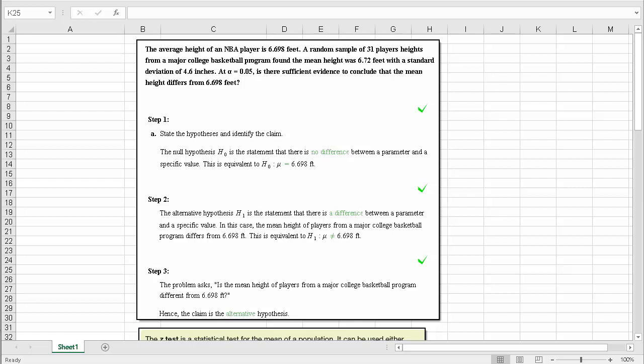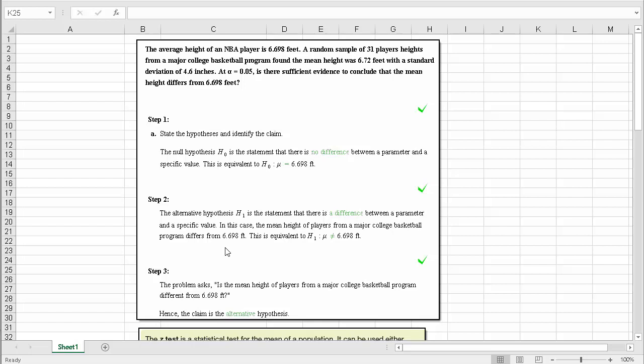Okay, so the first thing we have to do is state the hypothesis and identify the claim, and that's done right here. The null hypothesis given by H sub 0 is the statement that there is no difference between a parameter and a specific value. So H sub 0 colon, we say the mean equals 6.698 feet, right? That's the average height of the NBA player.